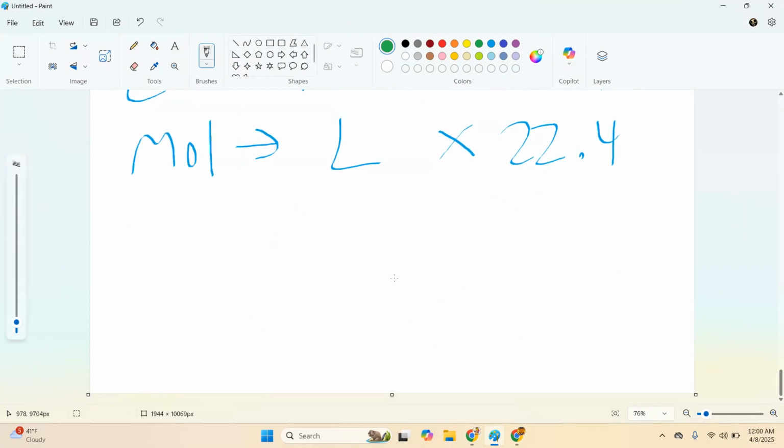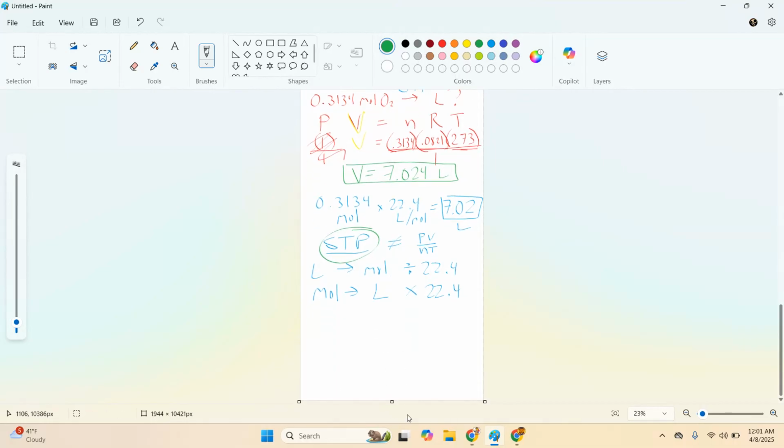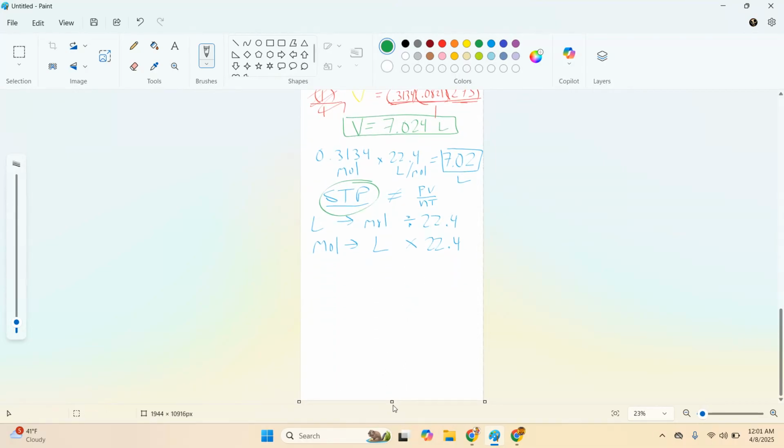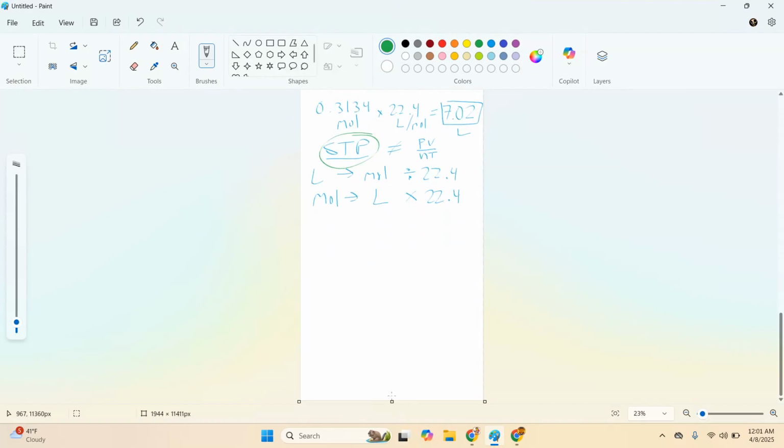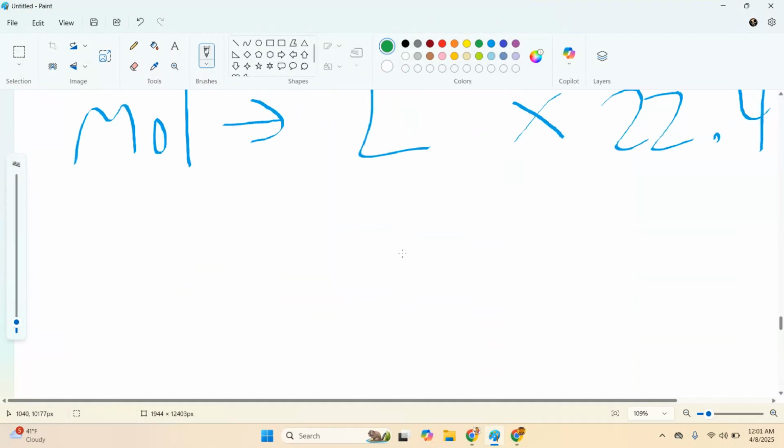So here we go. All right, I need more space. I'm doing all of this on one worksheet. Scroll, scroll, scroll, scroll. Okay, cool. Here we go. Is that good? All right, cool. Let's go.